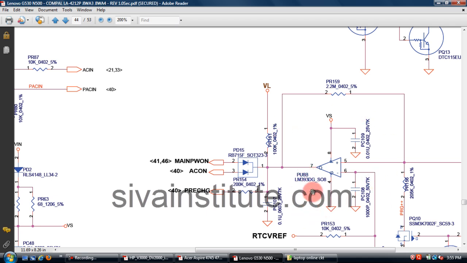you change this LM393. In this set, the power button has nearly 12 to 15 volts DC. Any laptop motherboard power button has 12 volts to 15 volts DC. You should check this 8 pin IC, that is LM393.